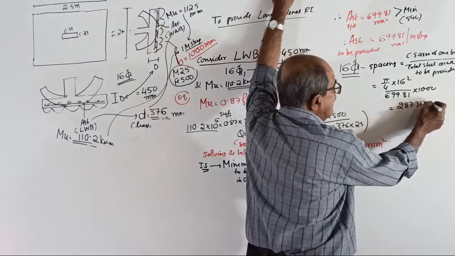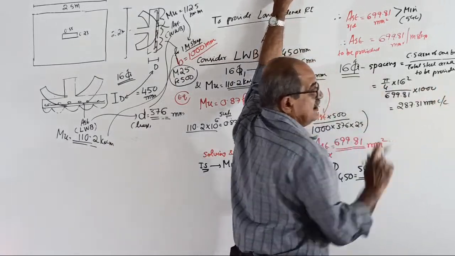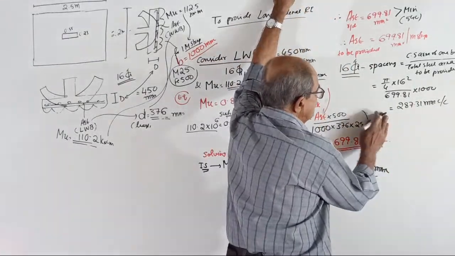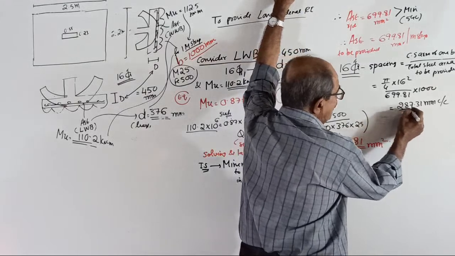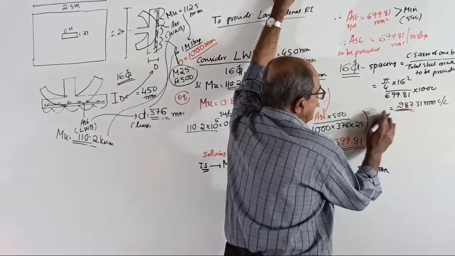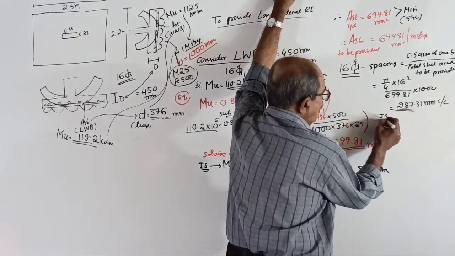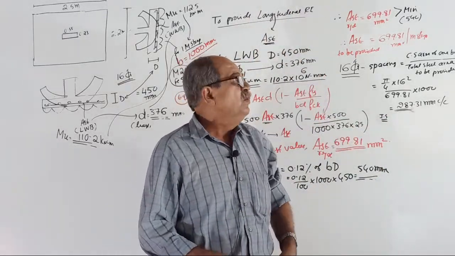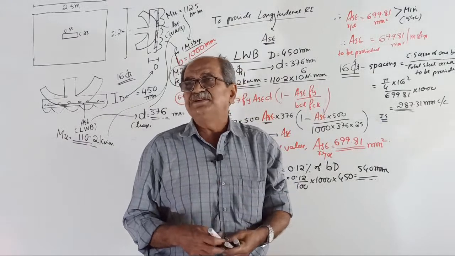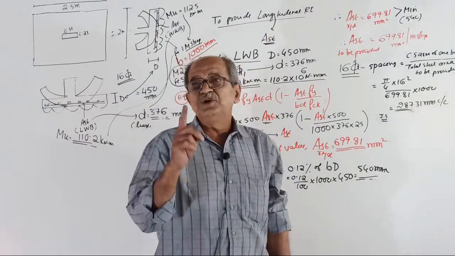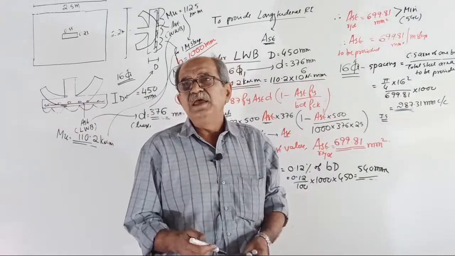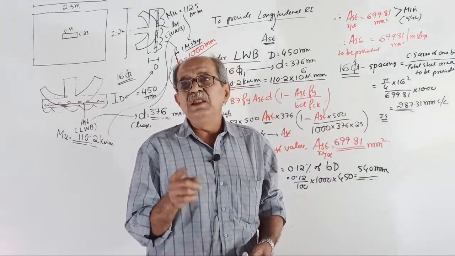287.31 millimeter center to center is the spacing. Now, what does IS code tell? IS code tells that when you provide the bars for main steel, you should not give a spacing more than a limit, because if you give more spacing, steel will be lesser.